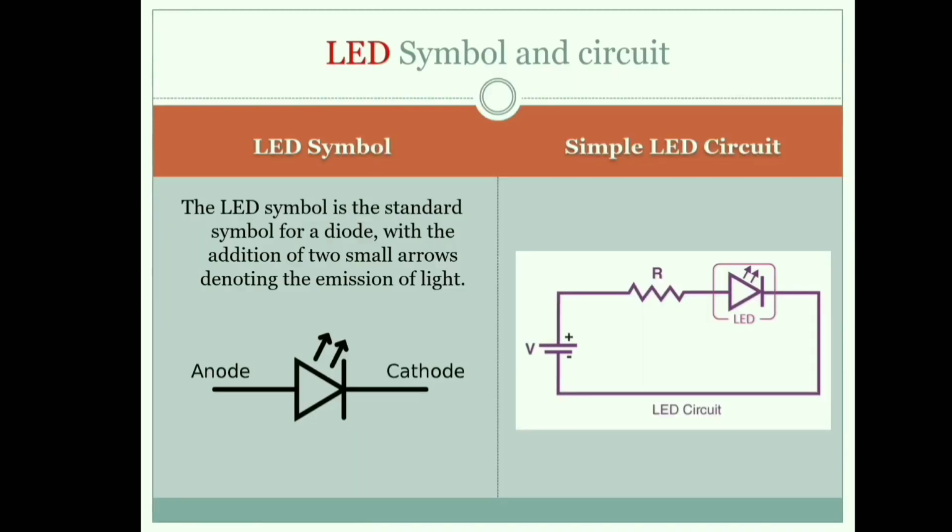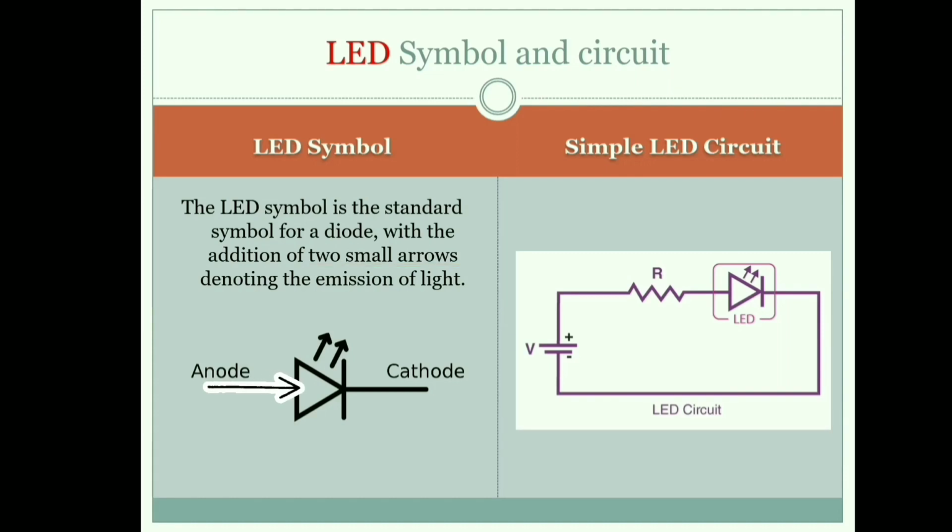So now moving to the symbol and the circuit of the LED. Its symbol is as it is of the diode. As you can see in the diagram, there is a slight change, and that is two arrows which are pointing outwards from the diode, showing the emission of light. So the LED symbol is the standard symbol for a diode, with the addition of two small arrows denoting the emission of light.